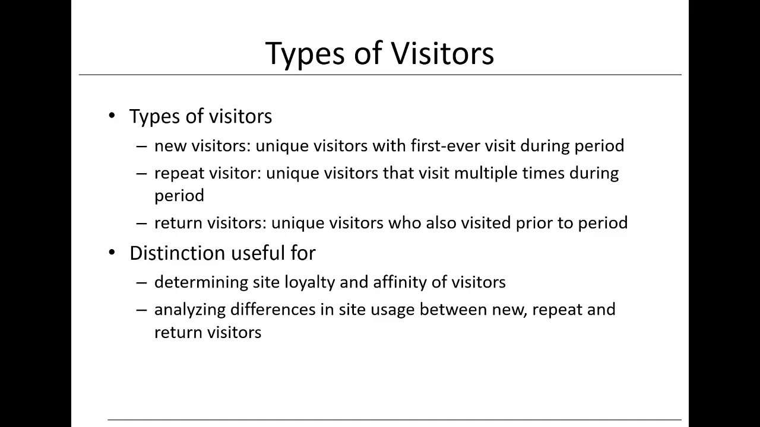Different types of visitors can be distinguished now. New visitors are unique visitors with the first ever visit during the reporting period. Repeat visitors are unique visitors that visit your site multiple times during the reporting period. Return visitors are unique visitors who also visited your site prior to the reporting period. The distinction between these different types of visitors is useful for determining site loyalty and affinity of visitors, but also for analyzing differences in site usage between new, repeat, and return visitors.